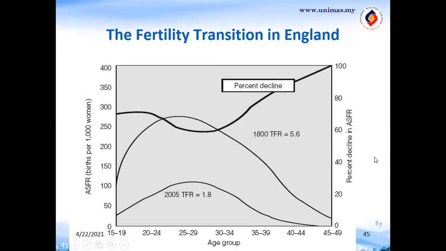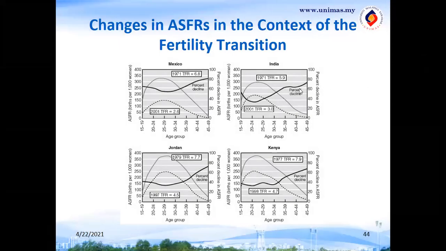In England, this is an example of a developed country. There was a very high percentage of decline, 100%. Kalau di sini tadi di India, it was slightly less than 80% decline from 1971 compared to 2001. Di Jordan pun lebih kurang sama, tetapi di Mexico tu it's about 80%, very big decline.